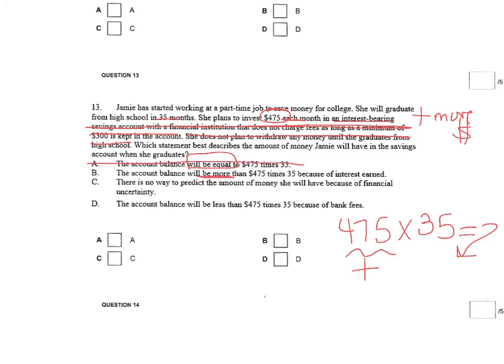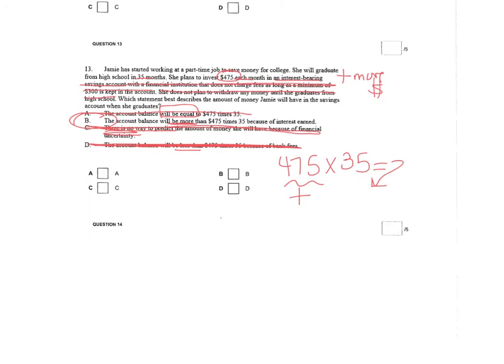It will be more. C says there's no way to predict. That's not true. It's money and it's math. There's a definite way to predict it. D, the account will be less. No, there's no way that you're putting money in and you have interest accruing and you have less money. That's not good. The account will be more. It'll always be more if there's interest.